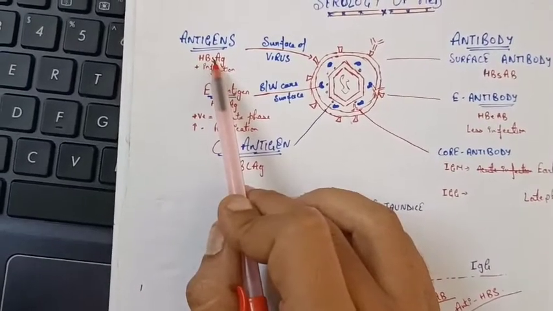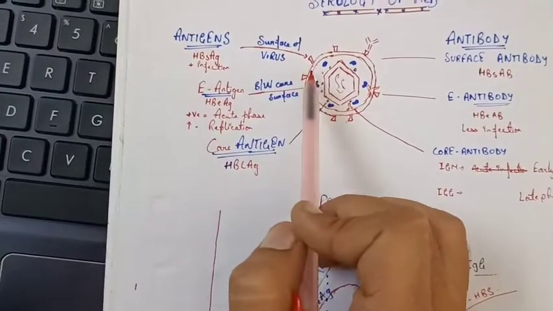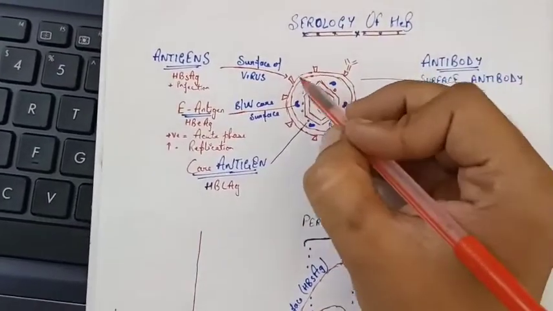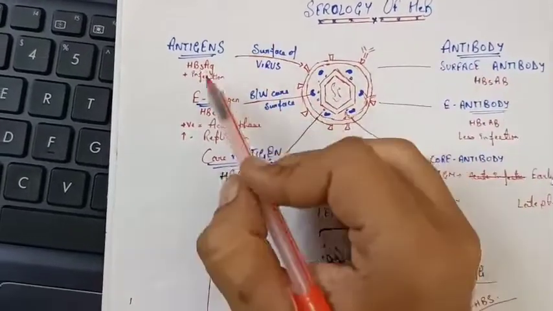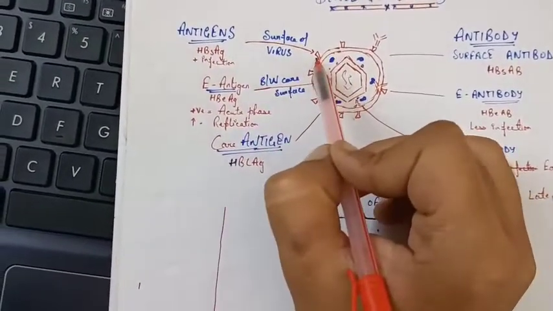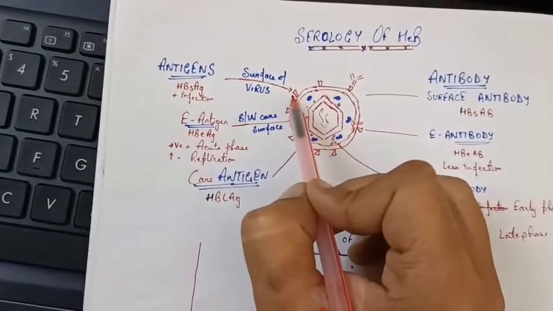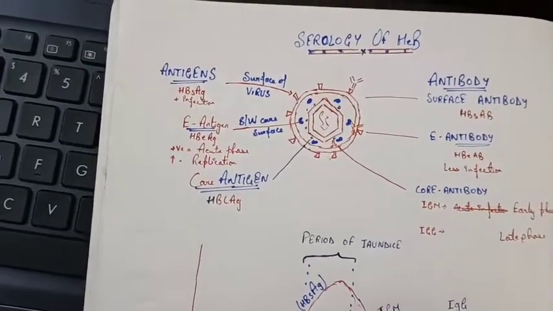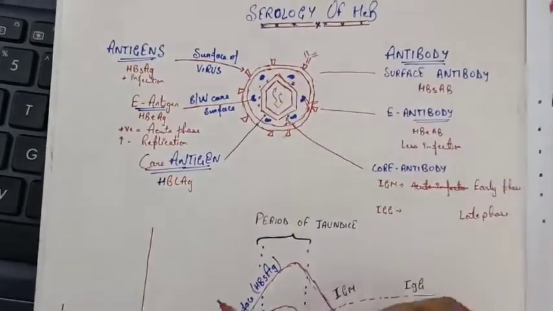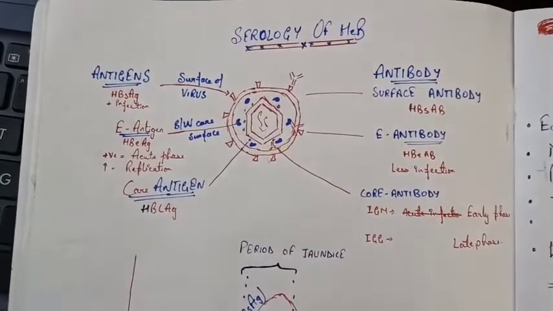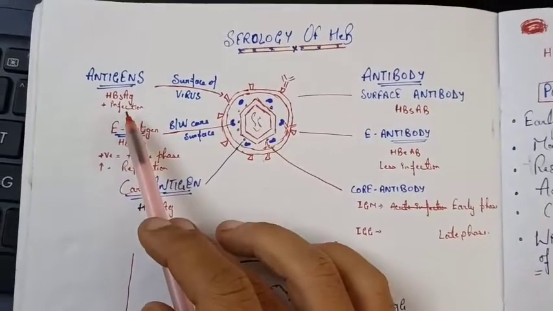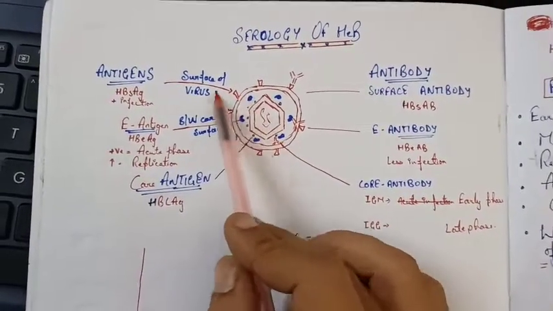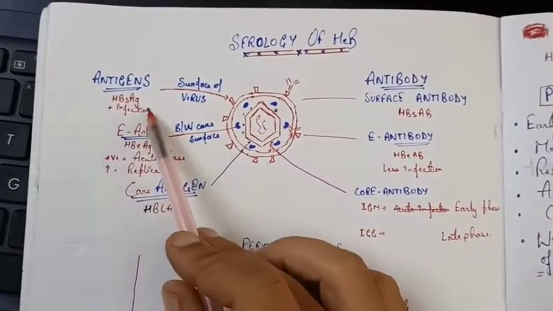Okay, it is found on the surface of the virus. For example, this is the structure of hepatitis virus. So on the surface of this virus, the hepatitis B surface antigen is present. Okay? It is released into the blood during the time of incubation period. Once the person is infected with the hepatitis B virus, during the time of the incubation period, the virus will start releasing this HBsAg into the blood.